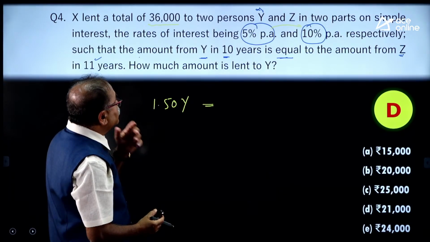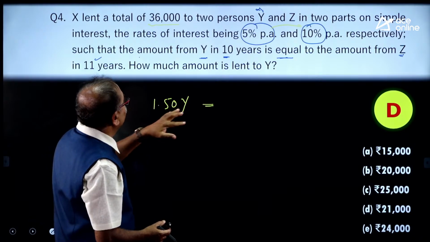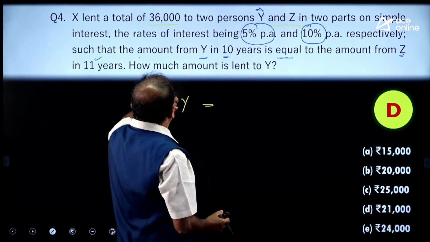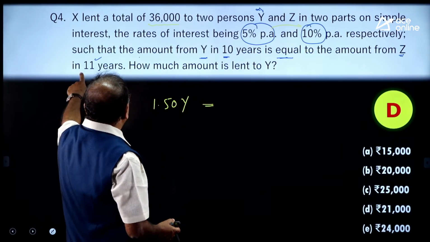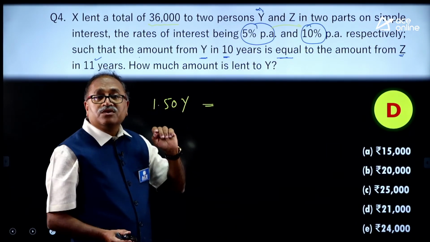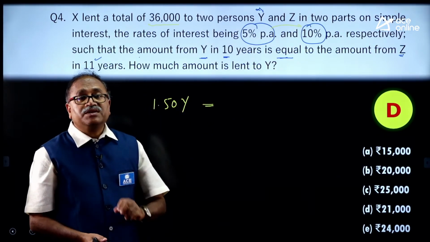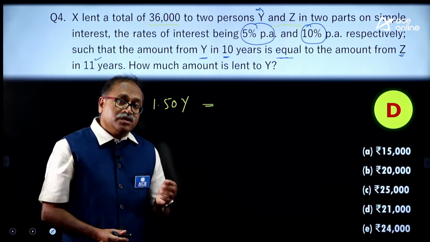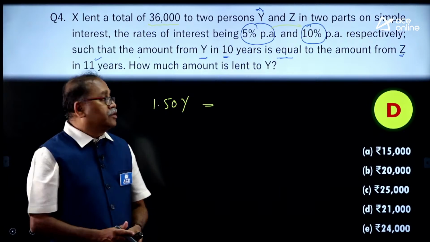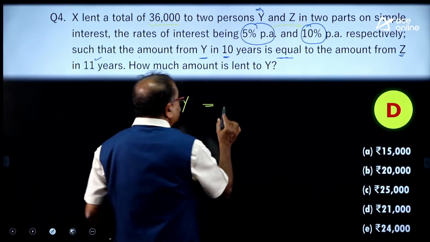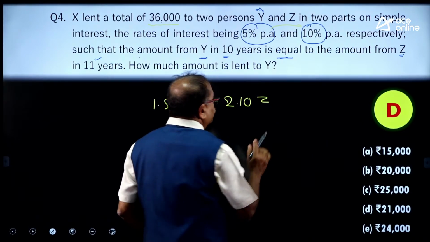So, here what happens in case of Z: 5% for 10 years is 50, that is okay, and then 10% for 11 years. What is the interest? 10% for 11 years, 110% is the interest. What is the amount? 100 plus 110, that is 210 percent. So, the second part is 210%, which means 2.10 of Z.